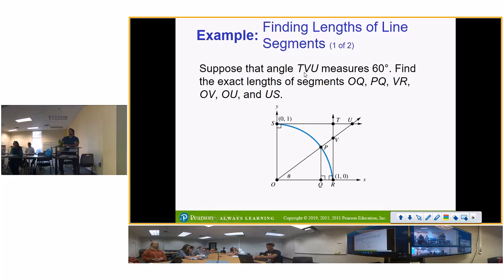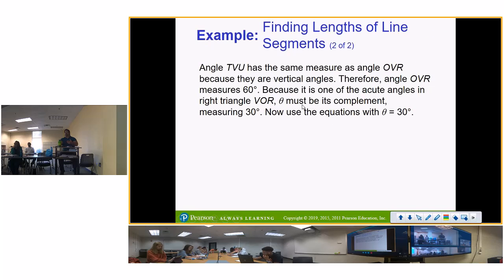And suppose that angle TVU measures 60 degrees. Where's TVU? Right there. TVU is 60 degrees. So that angle right there is 60 degrees, which means this angle is 60 degrees. And they're going to ask you to find the segments, which you can do after you find out a couple of the angles. And that's what they're fixing to tell you. Cosine of 30, boom. But I'm not going to test you on this.